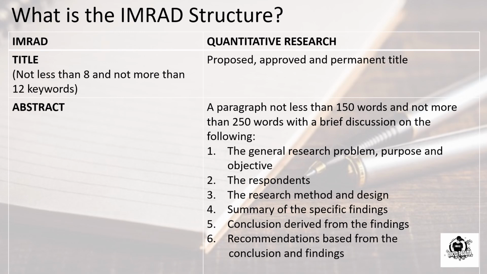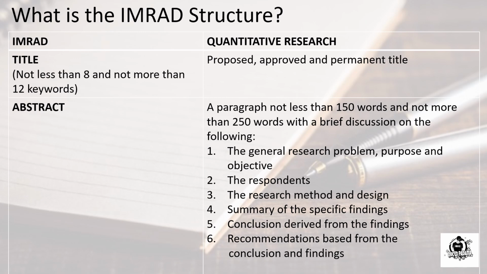You start with the title. So the title should contain the following requirements. It should not be less than 8 and not more than 12 keywords for your research title. So you present your title in the first page or the cover page of your research, and this title should be proposed, approved, and a permanent title, since this has already been accomplished, implemented by the researcher.